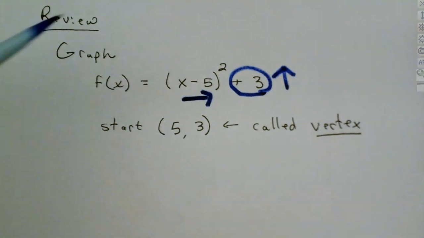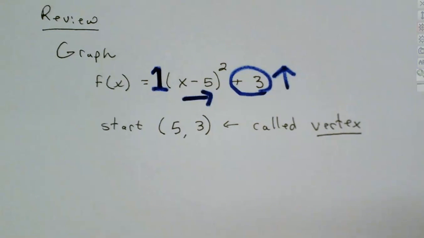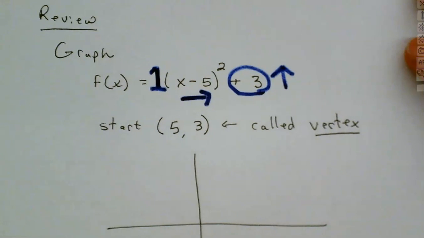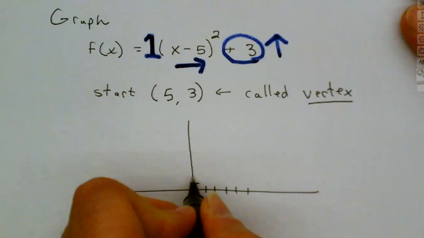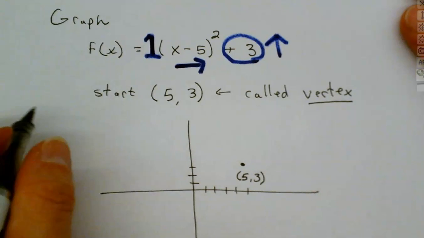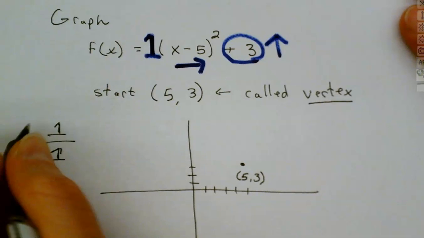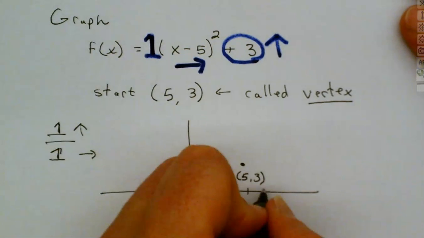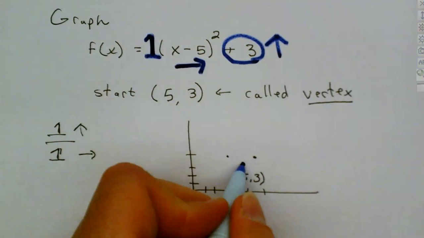Why is ours going to be opening up? Well, what number's in front of the parentheses? There's no number there, so it's assumed to be a 1, right? Okay, so where are we going to start at? We're going to start forward 5 units, up 3. So we're going to start right here at 5, 3. And what do we have in front? We have a 1 over 1. And so that means we're going to go up 1 and over 1. So we go up 1 and over 1, up 1 and back 1, right? And we make our U.